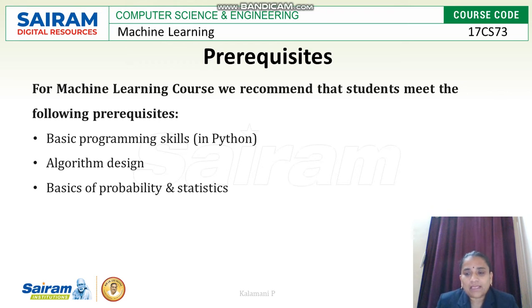So Python is one of the important ones for studying the machine learning subject. Then next, you have studied algorithm design, which you studied in the second year. That is also required to study this subject. And mathematical concepts, basics of probability and statistics, you have studied in the math subject. These are the basic requirements to study this machine learning subject.